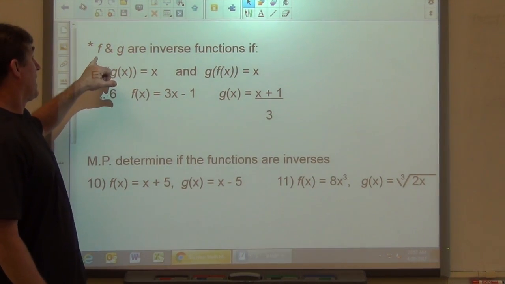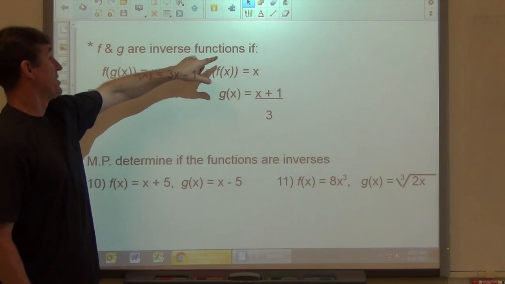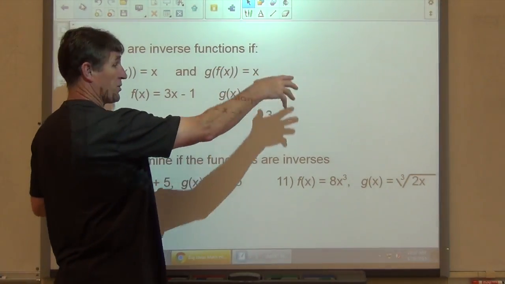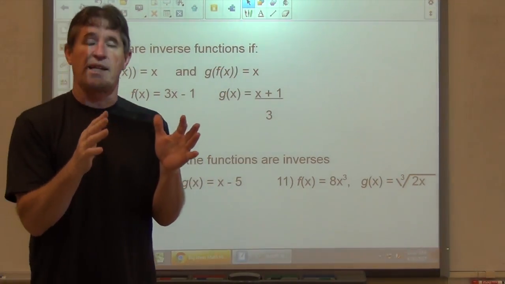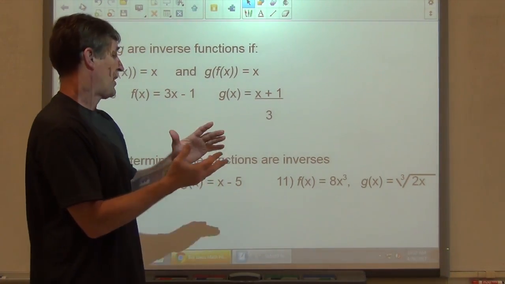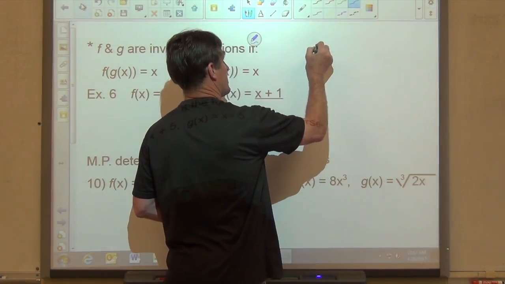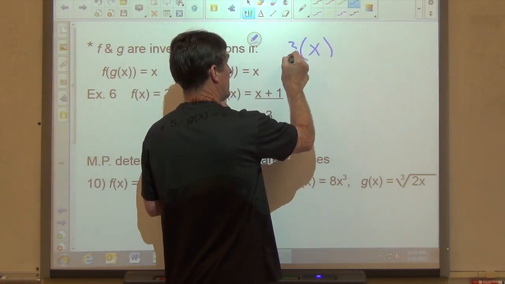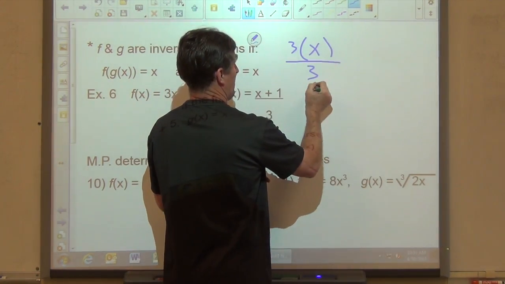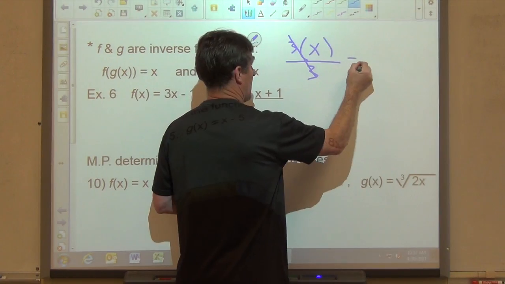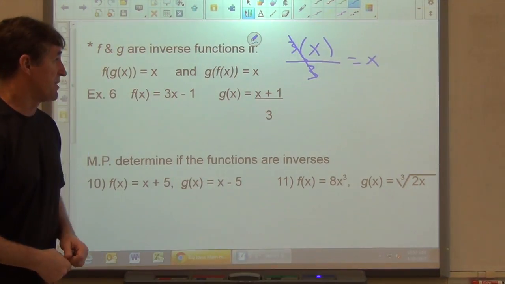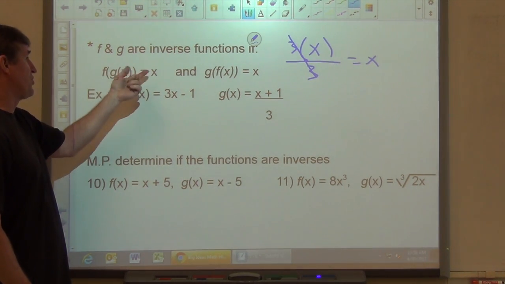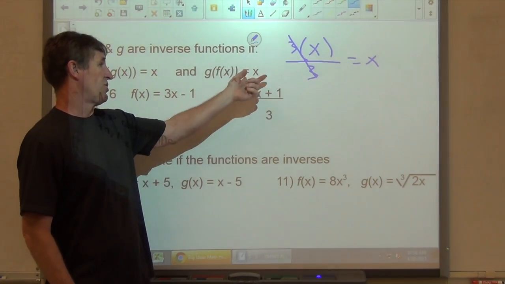Last thing, f and g are inverse functions if f of g of x equals x and g of f of x equals x. So again, this is where they cancel each other out. Remember, if this is the amount of money you have on you right now, and we times that by 3, the inverse of that would be divide that by 3, and that would cancel back out and get us to our original amount, in this case a value we don't know, x. So anytime you plug g of x into f, you should get x, and f of x into g, you should get x.